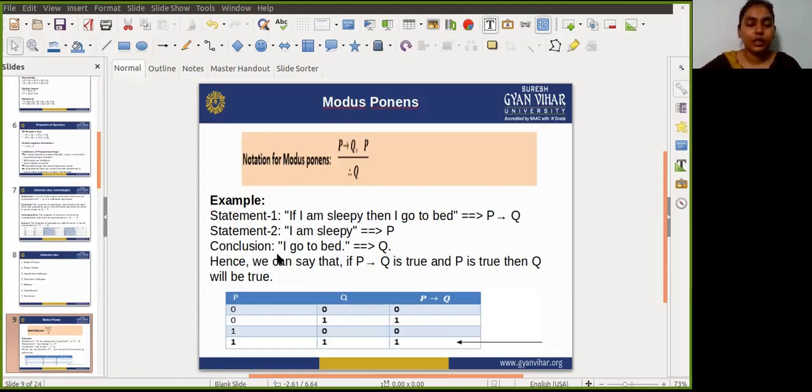So see guys, in the truth table it shows that P implication Q is obviously true, because both values are true, and the value of P is also true. If we conjunct the true and true, then definitely the result will be true. So in that case we see that the value of Q is also true.